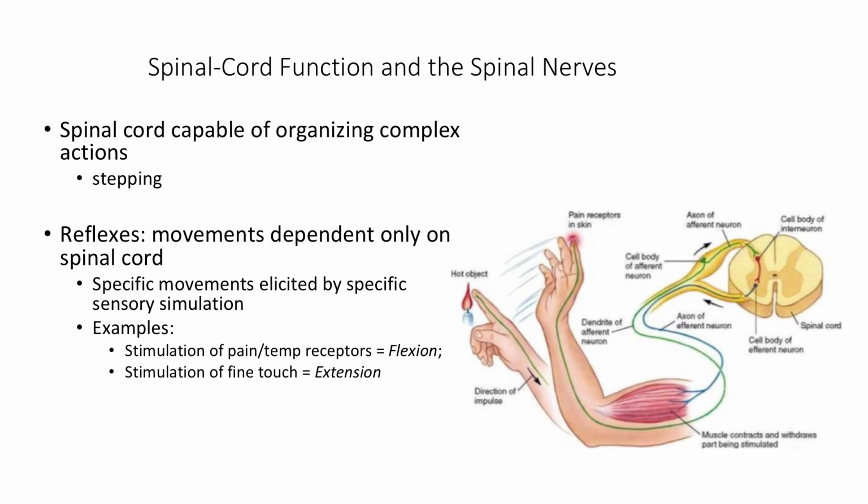Reflexes are movements that depend solely on your spinal cord. Among the many kinds of sensory receptors in our bodies, we have receptors for pain, temperature, touch, pressure, and sensations of muscle and joint movements. Stimulation of, for example, pain and temperature will make your limb flex, and stimulation of fine touch will make your limb extend. This makes sense, right?